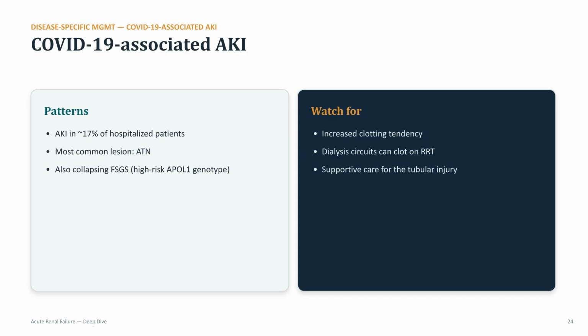Rhabdomyolysis causes injury through myoglobin release. Look for heme-positive urine without red blood cells. Aggressive fluid resuscitation is the cornerstone of treatment to keep the kidneys flushed. Keep a close watch on electrolytes like potassium, calcium, and phosphate, as these can shift dangerously.